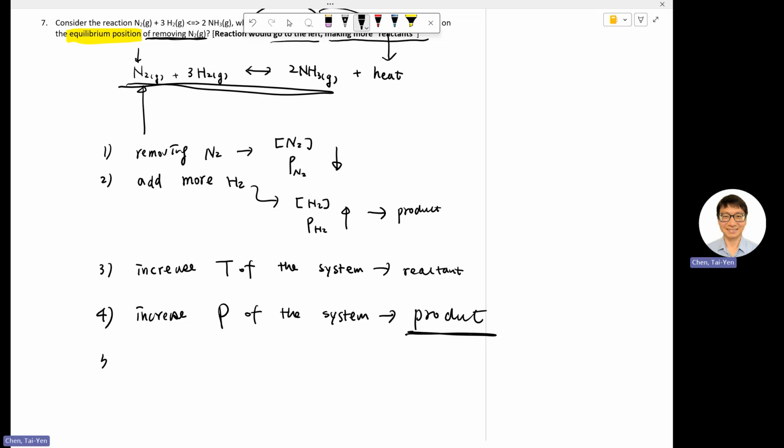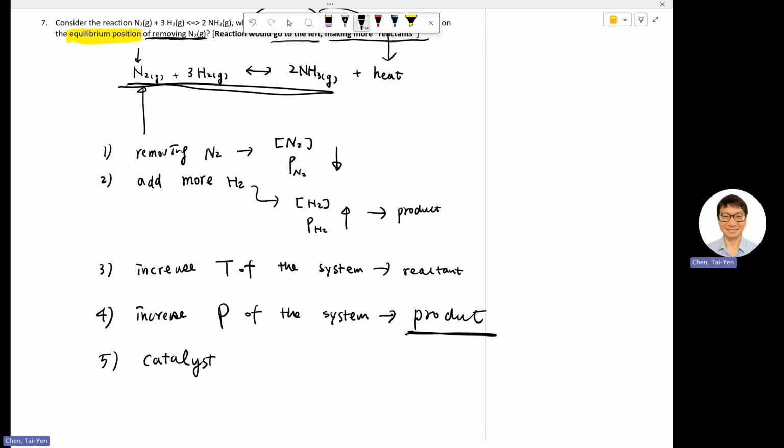There's one more type. That's 5 different types of questions they can ask based on this setup. The very last type is, if I throw a catalyst into the system, how will it affect the equilibrium position? It won't. There's no change of your equilibrium position. These are the 5 different types of questions associated with the Le Chatelier principle.